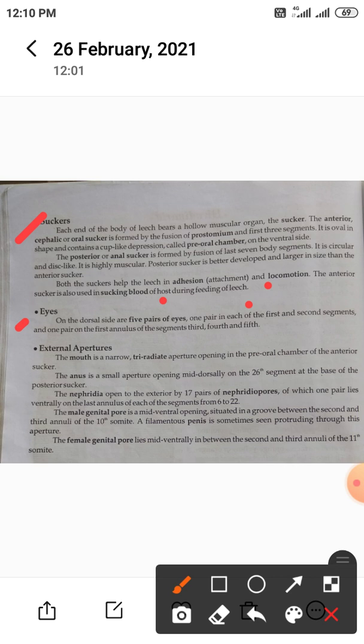On the dorsal side are 5 pairs of eyes, 1 pair in each of the first and second segments. On the dorsal side, they contain 5 pairs of eyes, 1 pair in each of the first and second segments. On the first and second segments there is 1 pair of eyes, and 1 pair on the first annulus of the segments, and 1 pair on the first annulus of the segments. 2 pairs are completed, and then the third, fourth and fifth.